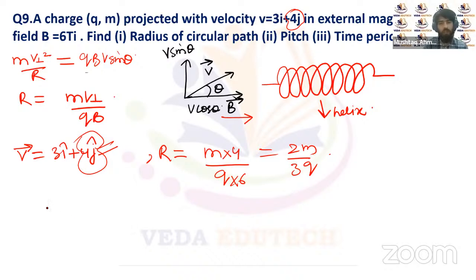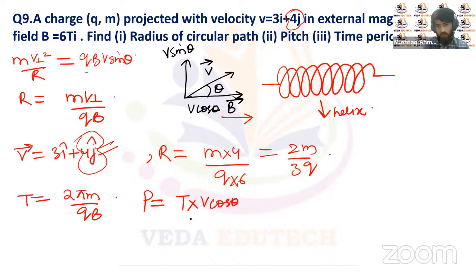The time period of this particle we calculated as 2 pi m upon qB. This was the time period, and it is independent of the velocity components. Now pitch p is the distance traveled in one complete time period. That will be the time period multiplied with the velocity along the horizontal direction, that will be v cos theta, or we can say the horizontal component.